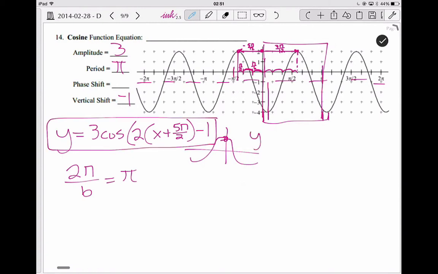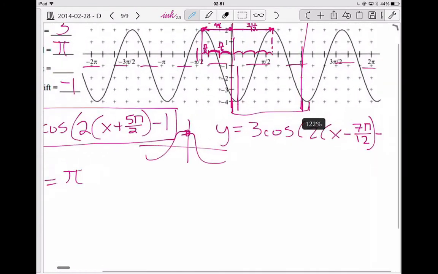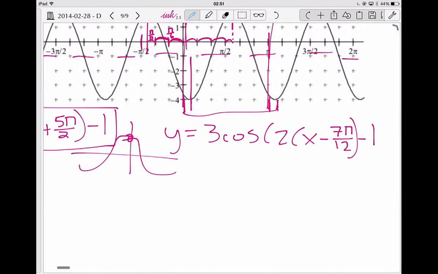Or I could say y is equal to 3 times the cosine of 2 times x, and instead of scooting to the left, I could scoot to the right. I have to scoot a little bit more, so minus 7 pi over 12. Minus 1. Okay.